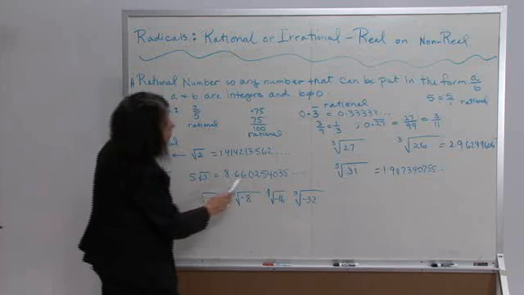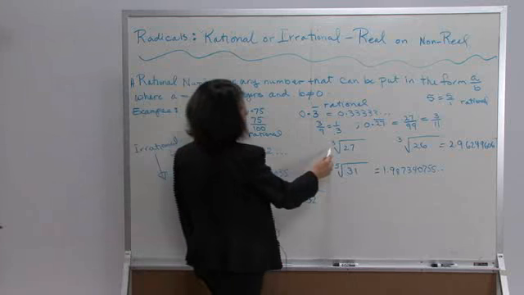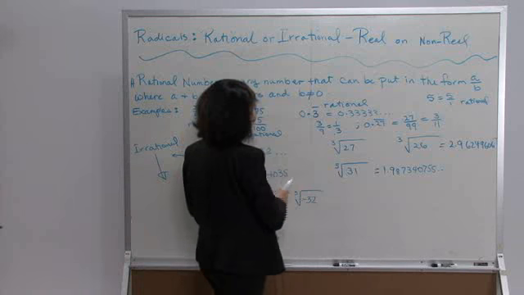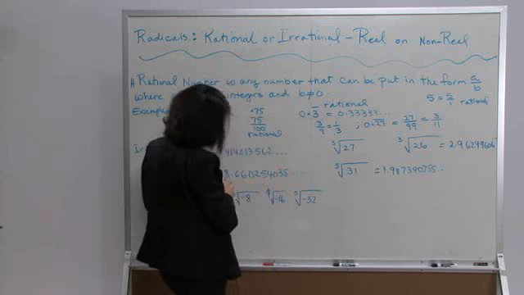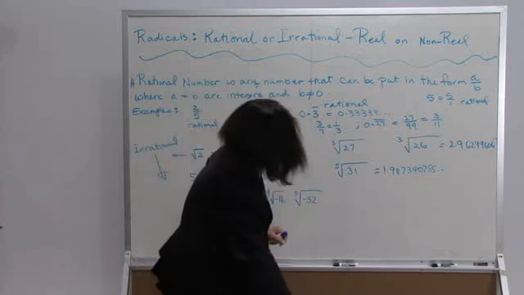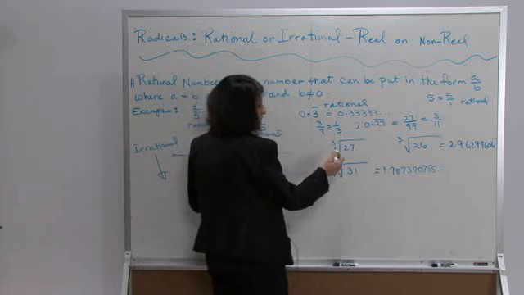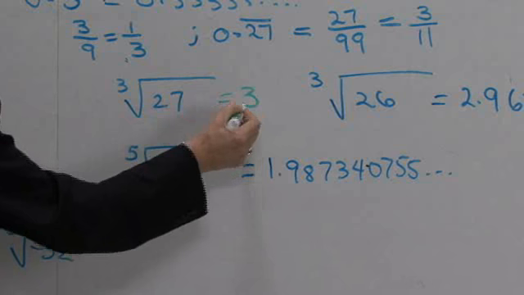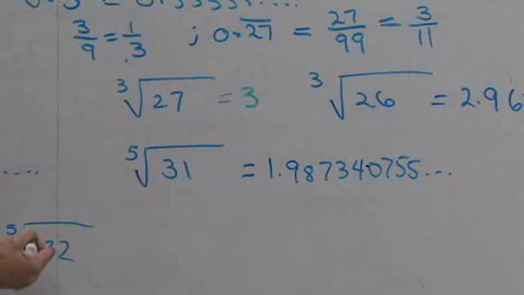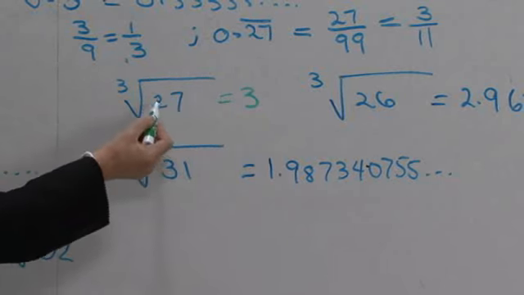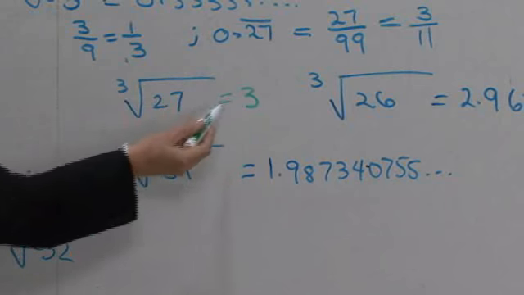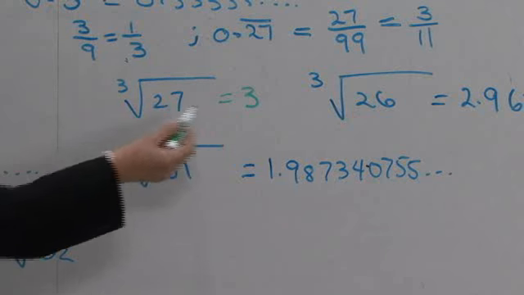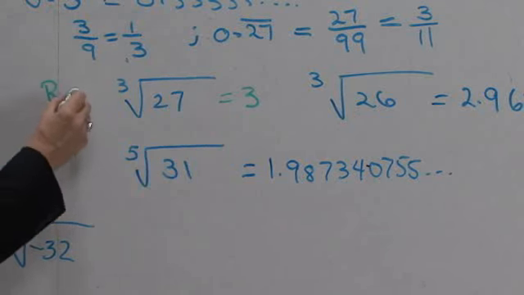Now, let's go to this example, the cube root of 27. Since 27 is a perfect cube, the answer would be 3, because 3 cubed is 27. So 3, we can write it as a fraction. We can put it as 3 over 1. So this is rational.